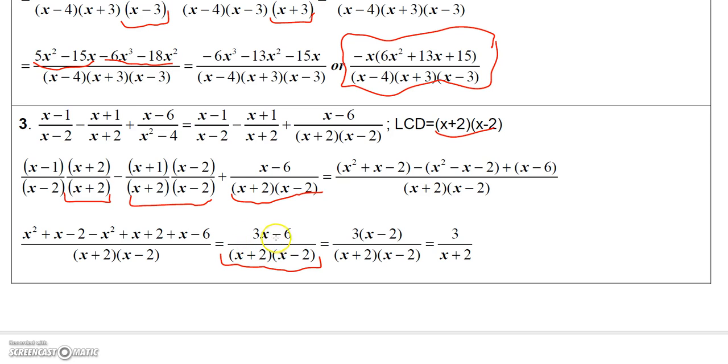Now remember, I told you you always want to factor out the common factor and see if anything will cancel. So I'm going to factor a 3 out of the numerator, and I get 3 times x minus 2. Well, then x minus 2 over x minus 2 is 1. So the final answer is just 3 over x plus 2. And that's as far as you can take that one.